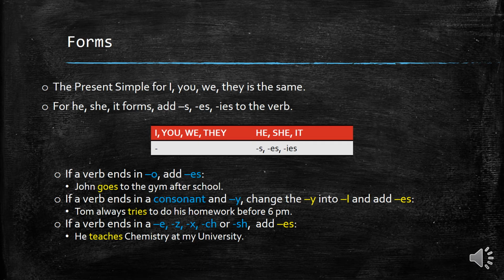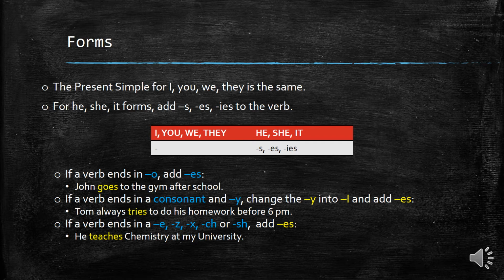Now, it's important to remember that the only difference you have in the forms is when you use the verbs for he, she, and it. In this situation, you have to add to the main verb s, es or ies. How does this happen? If the verb ends in o, you have to add an es, like John goes to the gym after school. So you have the verb go and you add es for he, John.